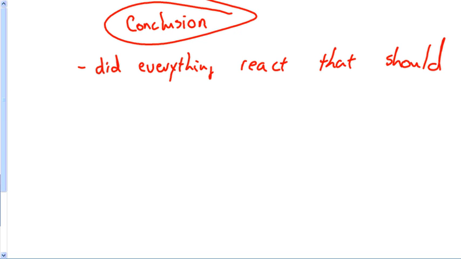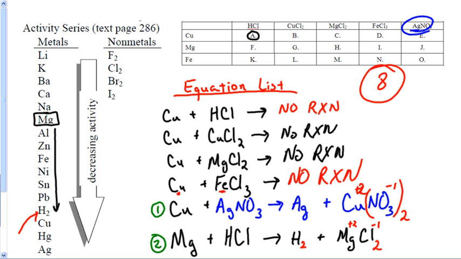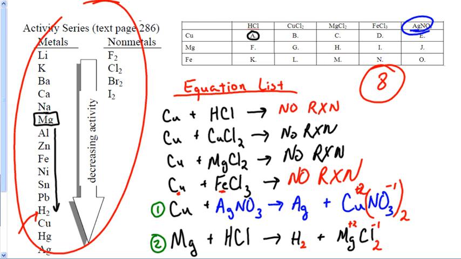And for that matter, did you see any react that shouldn't? And that's an easy explanation. If you saw a reaction, and according to what we've just done here they weren't supposed to react, it means you probably got some cross-contamination in there. But anyway, that's all I want for a conclusion.